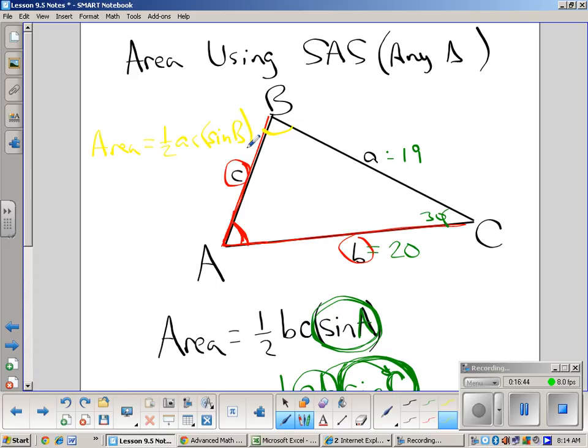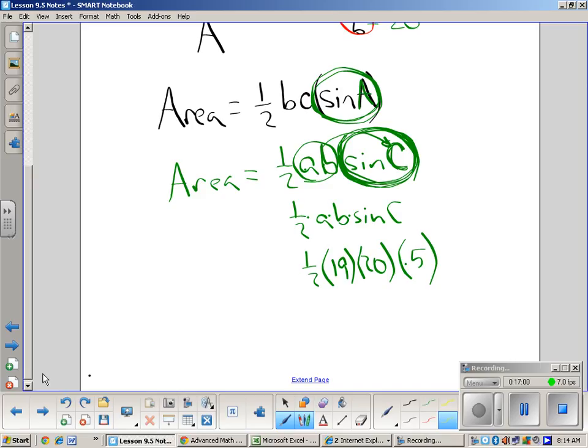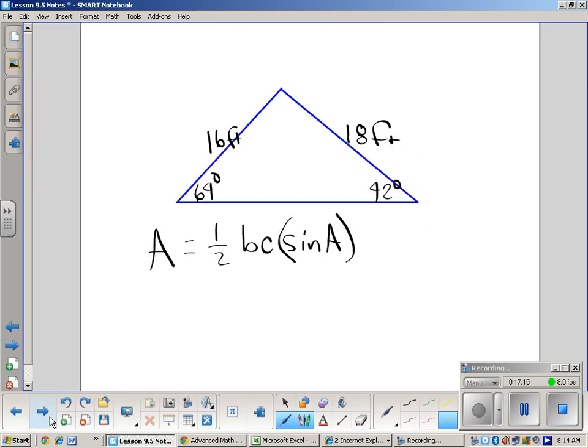So do you have to learn all three rules? They're pretty much all the same. They are exactly the same, aren't they? So what's the rule we need to remember? To use side angle side, we need two sides and the angle between them. So I have to use two sides and the angle between them. That's what goes in here for BC sine A. Okay? Two sides and the angle between them.